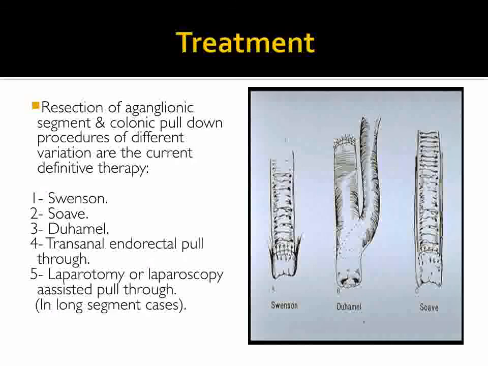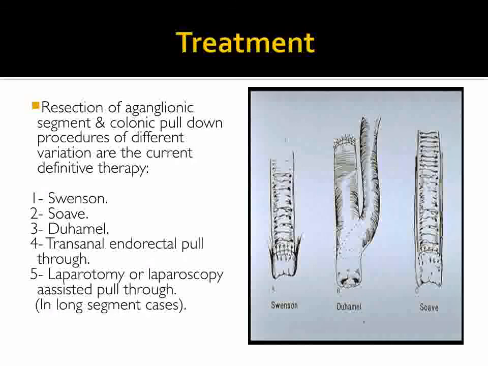There are many techniques that can be done to treat Hirschsprung disease, like the Swenson operation, Soave operation, Duhamel operation, transanal endorectal pull-through, and laparotomy or laparoscopy assisted pull-through if the transition zone is very high or the aganglionic segment is very long. For example, if the transition zone is in the descending colon or in the transverse colon.